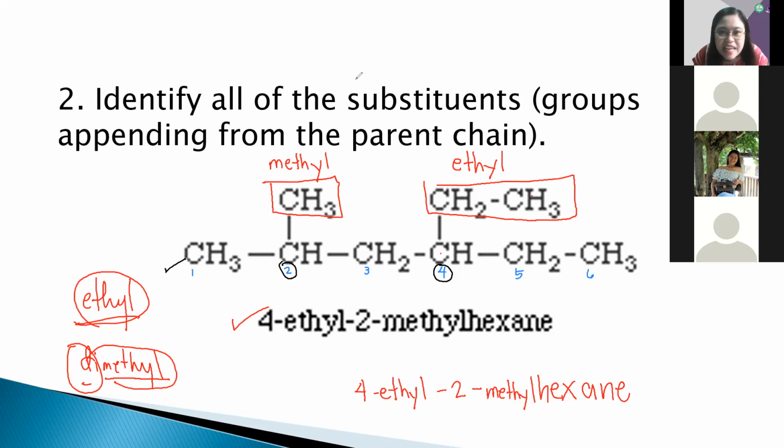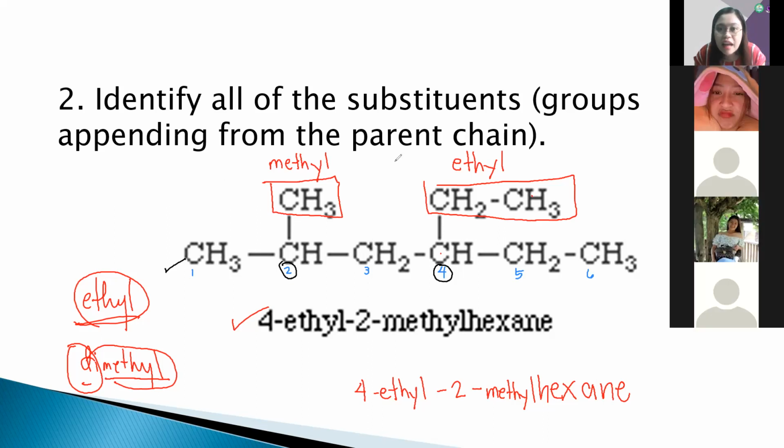Hindi siya dimethyl, ma'am, kasi dalawa ang methyl na substituent po. Saan yan? Dito? Ito na example or yung kanina? Yan. Ayan. Isang methyl lang siya. This one is counted as one methyl. Pero ito, since substituent sila, counted sila as one. Ito siya, counted ito siya as one. So, hindi mo siya pwedeng paghiwalayin. Okay? Malilito ka kung ihihiwalay mo siya.